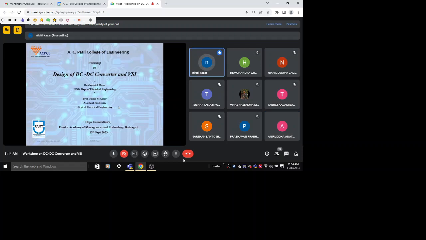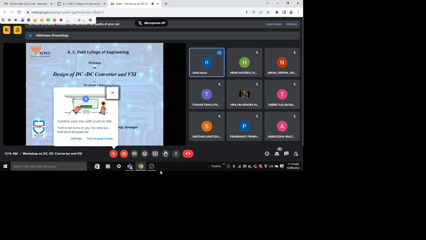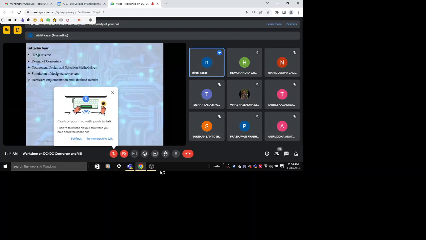We are going to discuss design and implementation of these DC-DC converters. Today's objectives: students, to this online design workshop that is going on, I will teach you about the DC-DC converter, one of the converters. After that, component design and component selection methodology. Then I'll also show you some design converters, and then hardware implementation and the obtained results.